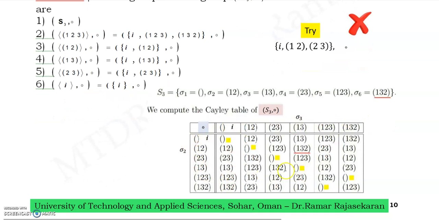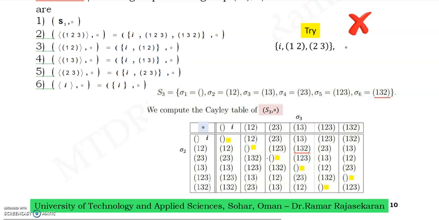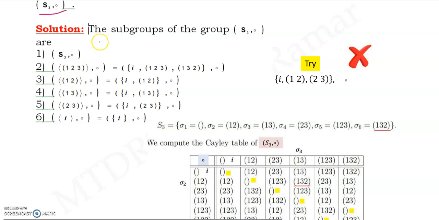You see in the Cayley table, this is sigma 1, sigma 2, sigma 3, sigma 4, sigma 5, sigma 6, like that we listed and we made the Cayley table. Okay, now why did I paste this table? You can see the inverse to our reference.